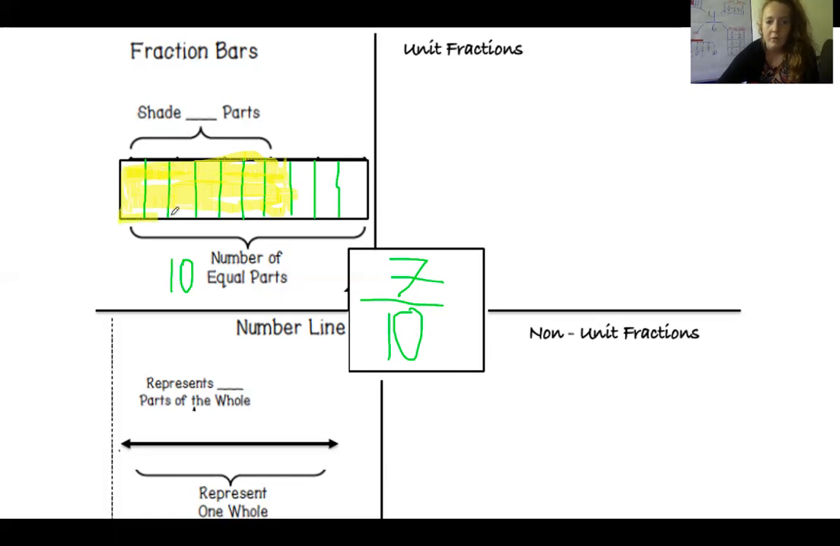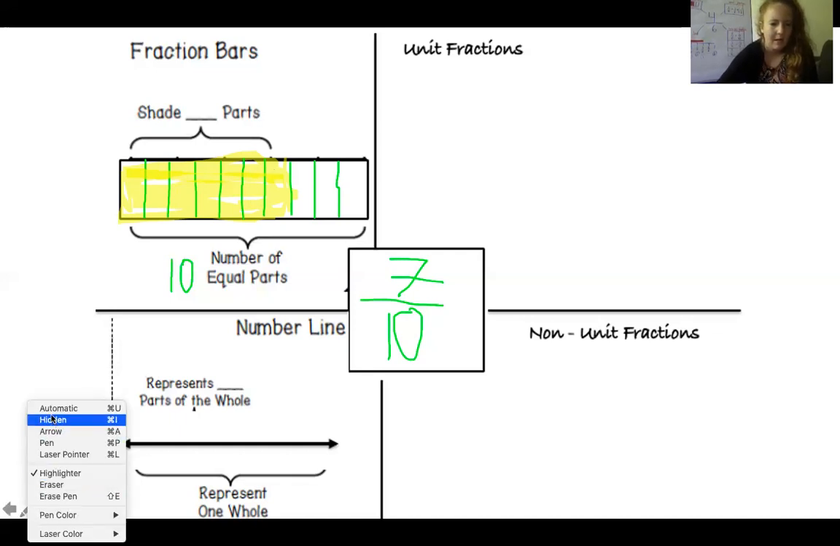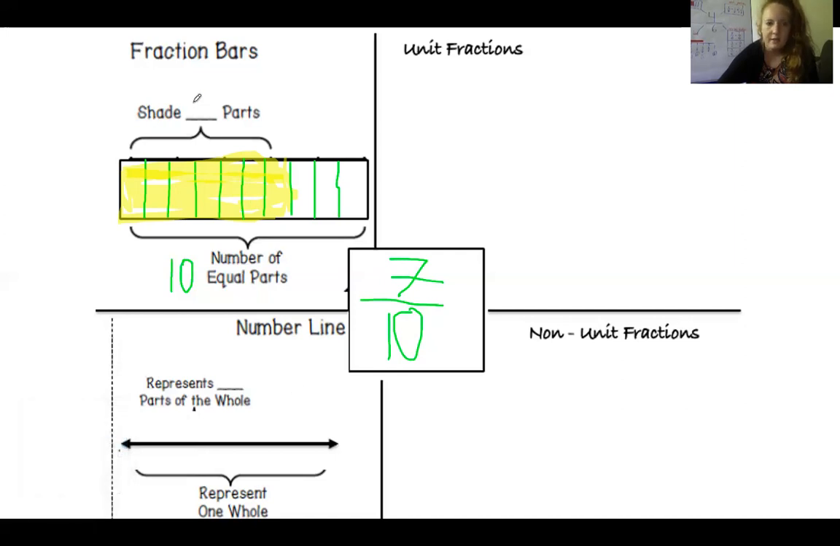It's always important to double check your work as well. So 1, 2, 3, 4, 5, 6, 7. Now mine is a bit messy because I'm rushing to make sure that yours are nice and neat. Okay. All right. Now, how many parts did we shade? We shaded 7 parts. So I'm going to put 7 up there. Easy peasy lemon squeezy. Let's go down now to our number line.